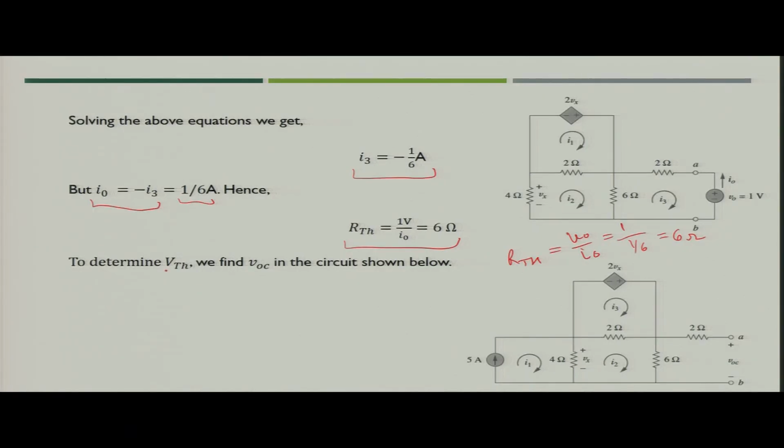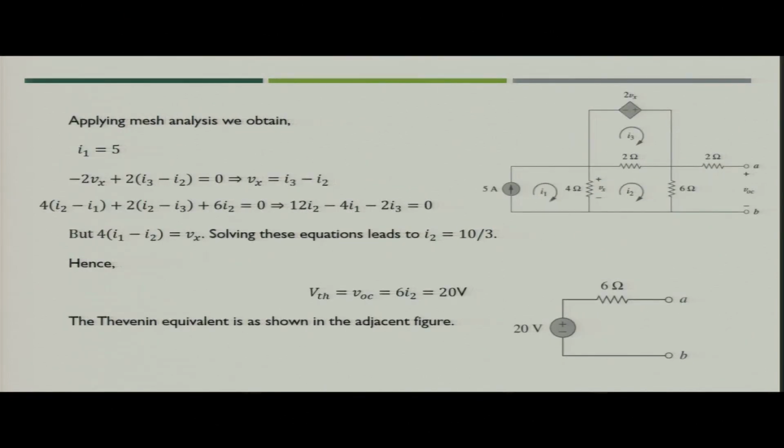Now what next we have to do? We have to find out the VOC, because RTH we have already found. For finding out the value of VOC, what we have to do? We have to find out the voltage across terminal A and B. So we will add the 5 ampere independent current source again in the circuit, and then we will solve. So again we have 3 meshes created in the circuit, that is I1, I2 and I3. We will write the mesh equation for all 3 meshes.